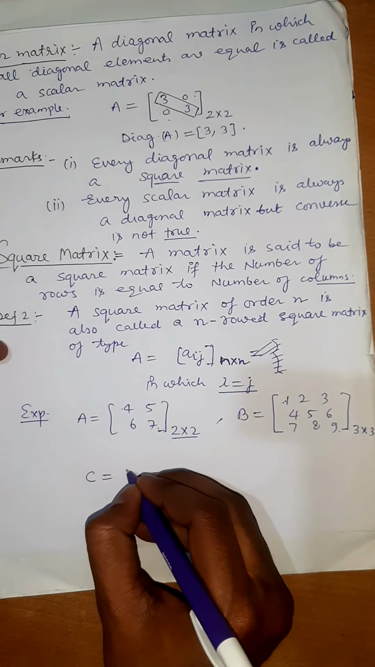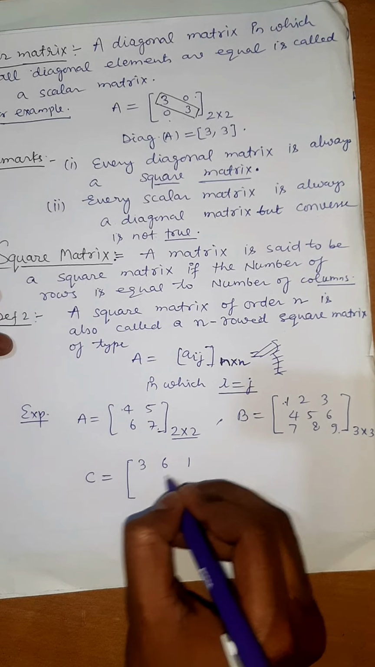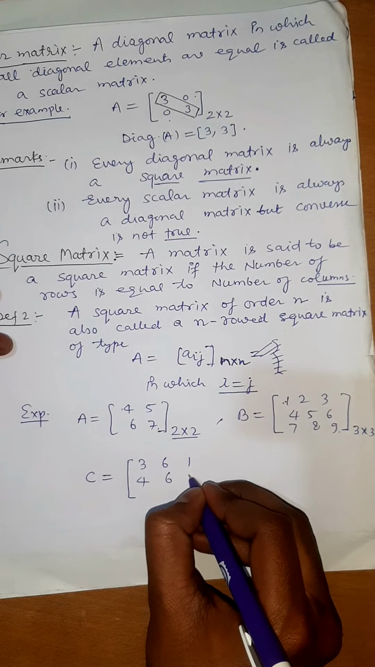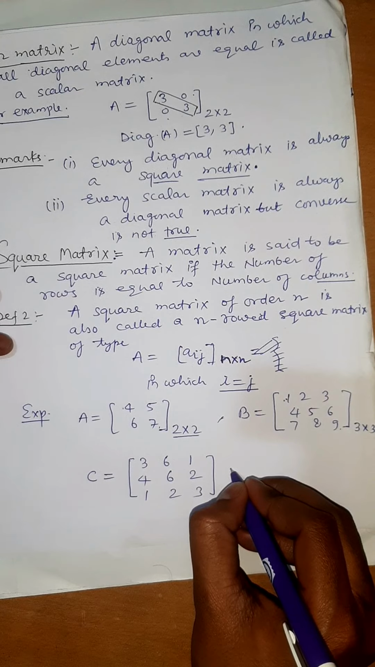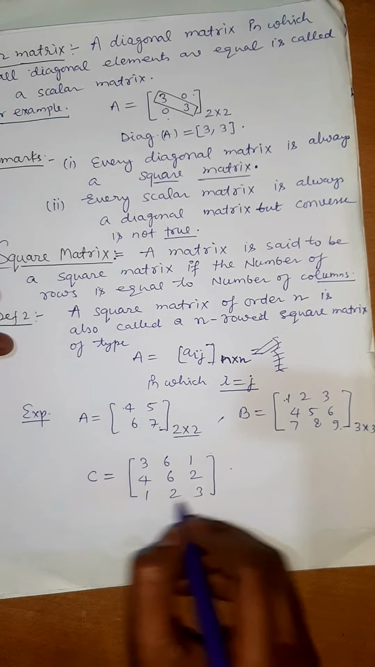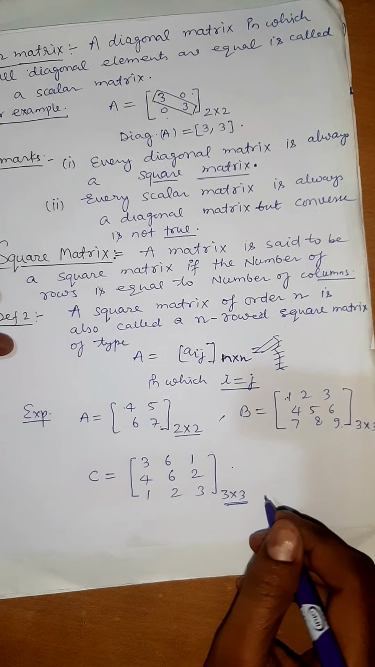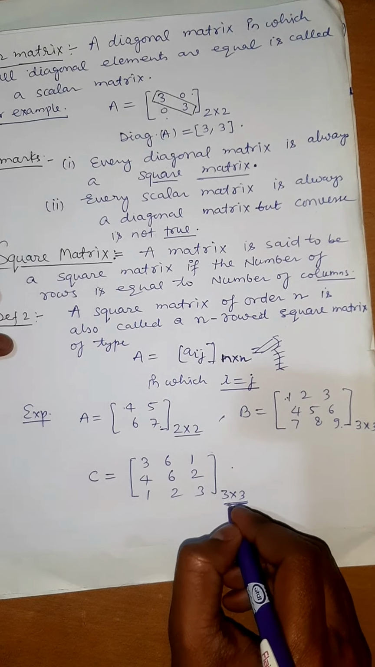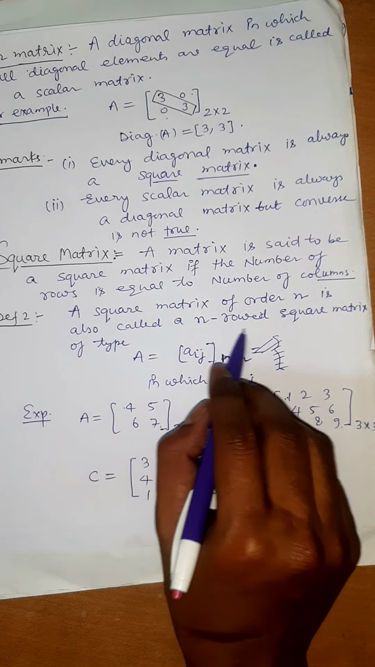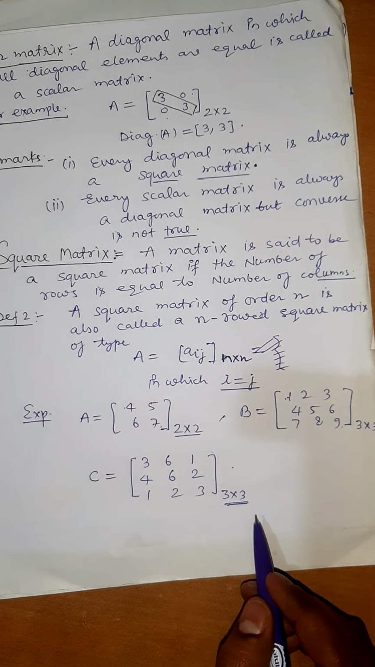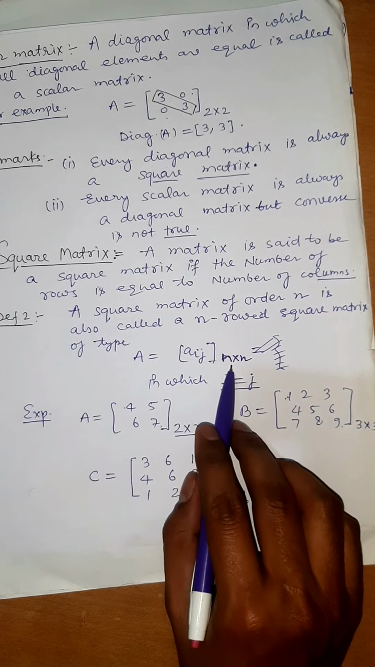एक अनदर एग्जांपल लेते हैं, C equal to 3 6 1 4 6 2 1 2 3. This matrix is of order 3 cross 3. So simply order of this matrix is 3. A square matrix of order n is also called n-row square matrix of type A equal to Aij of order n cross n.